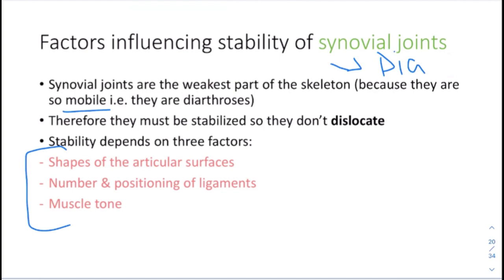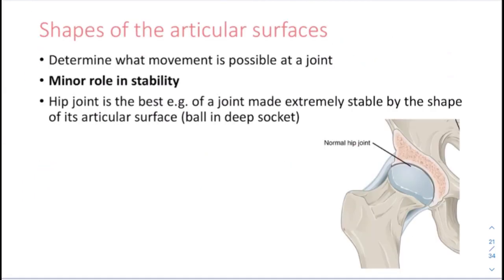The shapes of the articular surfaces, so where the bones meet, the shape of the surfaces themselves, play a factor in stability of the joint. The number and positioning of the ligaments, and the muscle tone. Okay, so first let's talk about the shapes of the articular surfaces.